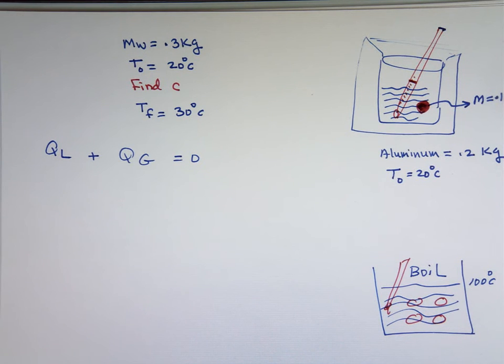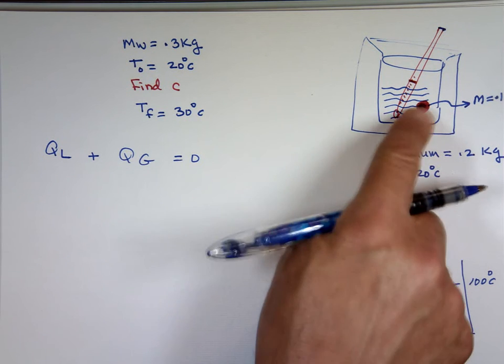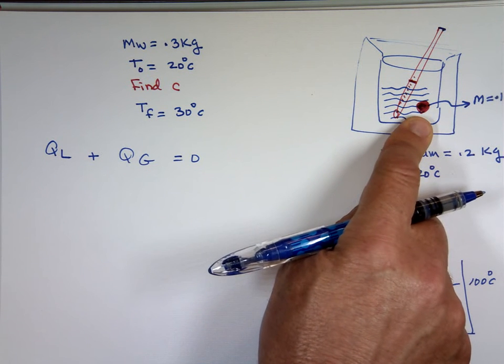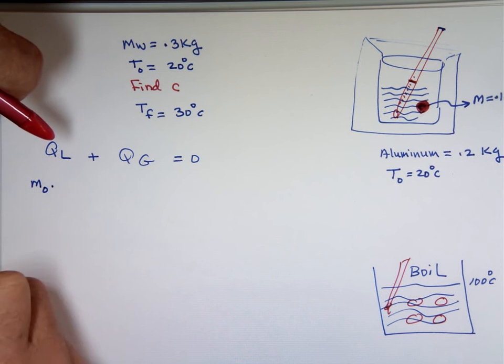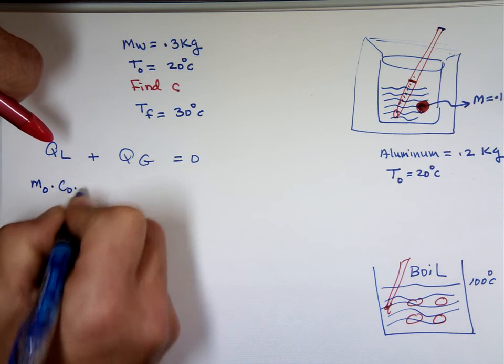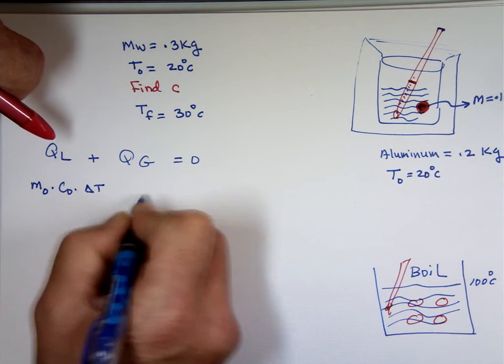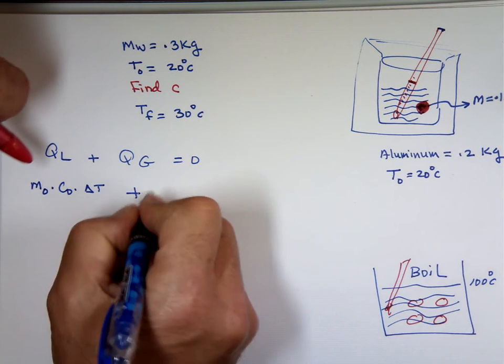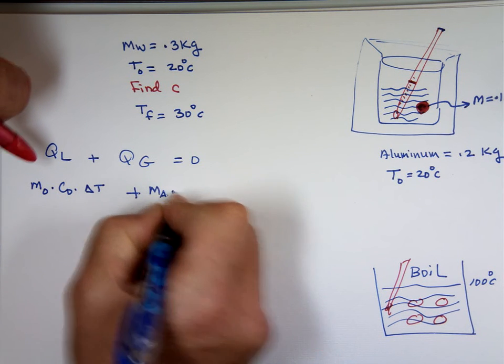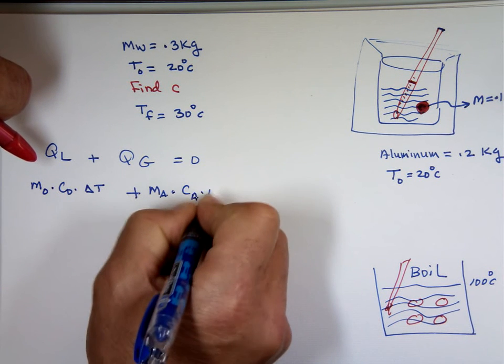Negative doesn't equal positive. So I say, who's going to lose heat? That object I'm dropping there, which is the mass of the object. I use O for object, times C for the object, times the change in temperature. Who's going to gain heat? The aluminum container: the mass of the aluminum, C of the aluminum, change in temperature. And also the water.